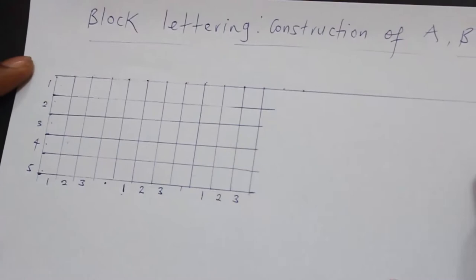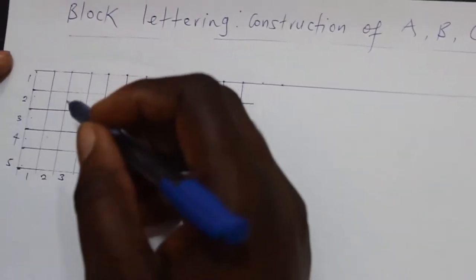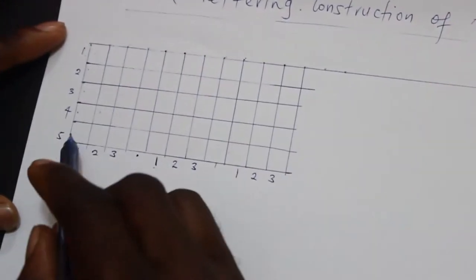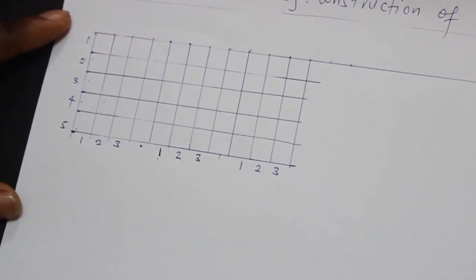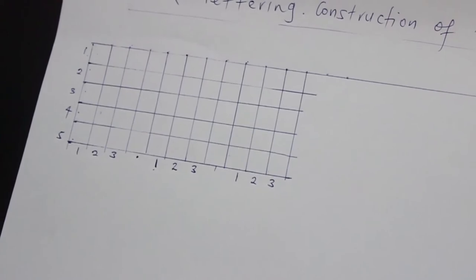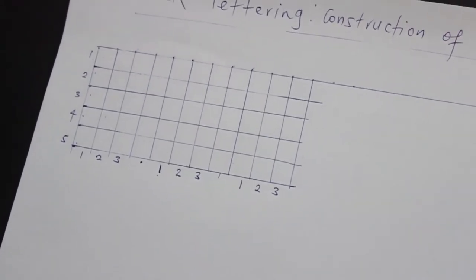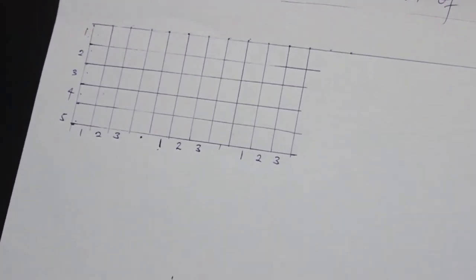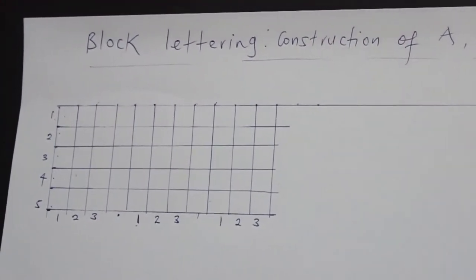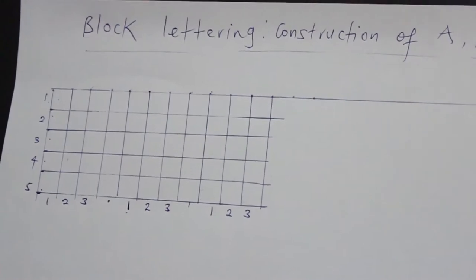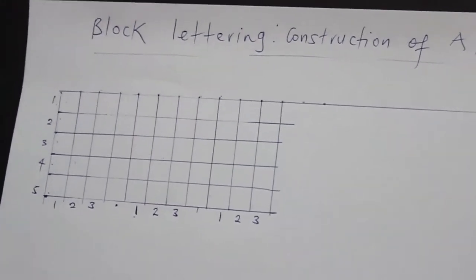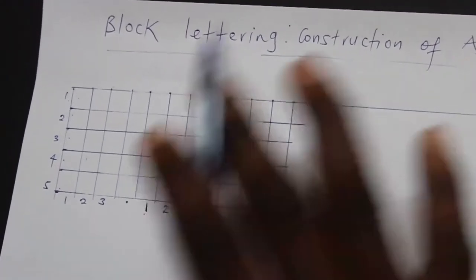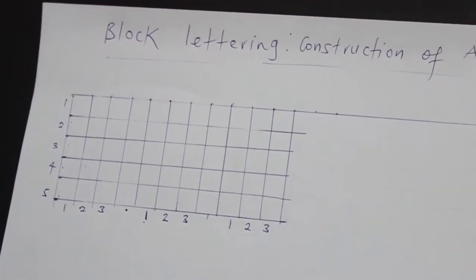Again, I said, by the time you are done with the ruling of the squares, you make sure that you label them. For most of the alphabet, you need these 5 against 3 squares. But some complex alphabets such as M, W, I, those alphabets will demand 5 squares on the vertical axis and then 5 squares on the horizontal axis. So let's start with these simple ones.